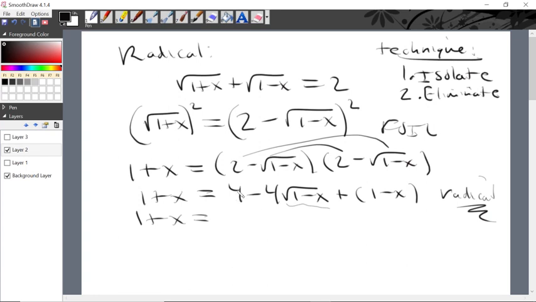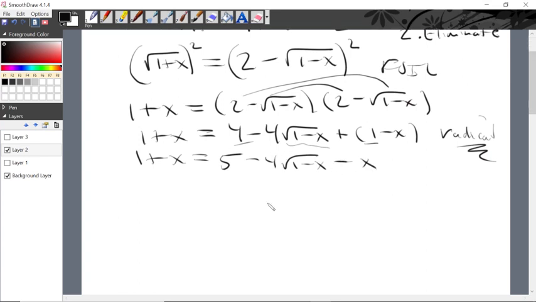I'm going to combine these, 4 and a plus 1. That gives us a 5. And then we have minus 4 root 1 minus x, and then minus x. Continuing with isolation, I'm going to add x to both sides. I'm also going to subtract 5 from both sides.